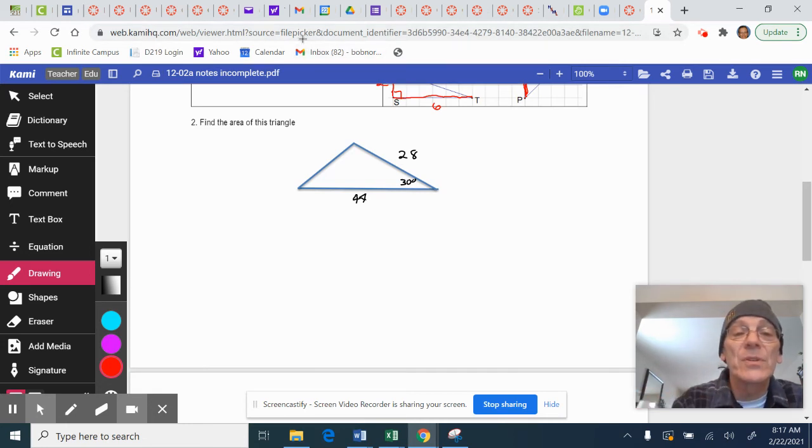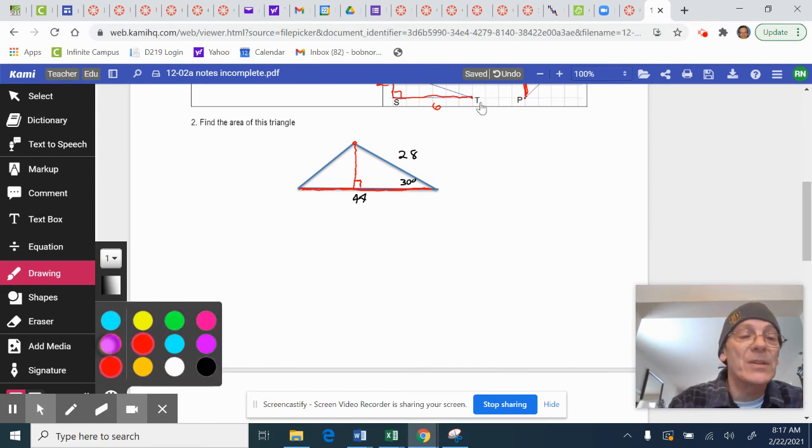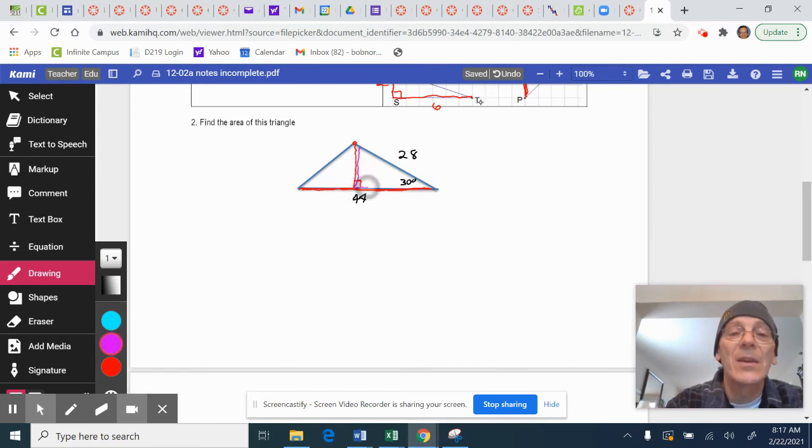But if I choose this 44 to be the base, then the other two sides of the triangle can't be the height because they're not at right angles to that side. Here's what I can do. I can draw a height right here up to that point and put a right angle in there. Let's just draw a segment that's at a right angle to that 44 and goes right up to that opposite vertex. Now I have created a 30, 60, 90 right triangle. You see that? You're going to have to do this in, I think, as many as 3 homework problems tonight.